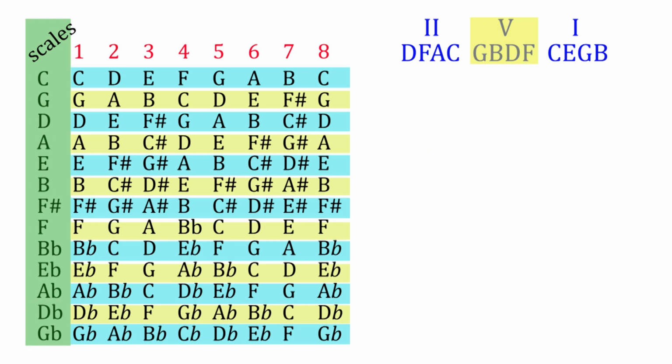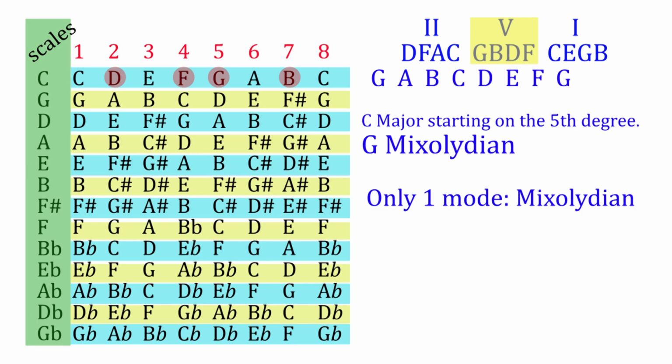The notes of the G7 chord can only be found in the C major scale. So if we rearrange that scale to start on the G note, we have the C major scale starting and ending on the 5th degree, so G Mixolydian. There is only one mode for the dominant chord.